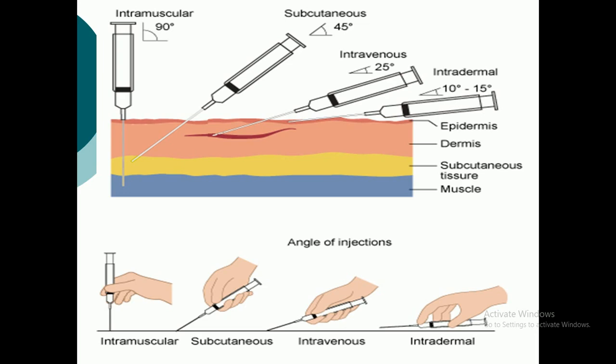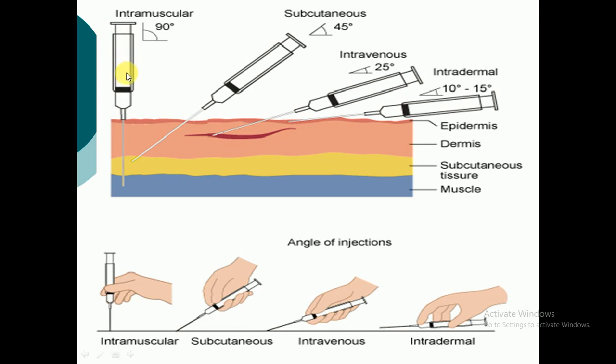Now let's see here in this first case, you can see this is intramuscular. Whenever the drug is directly administered into the muscles, this is the angle at which you inject a drug through the intramuscular route. For drugs injected through the intramuscular route, the angle must be 90 degrees.